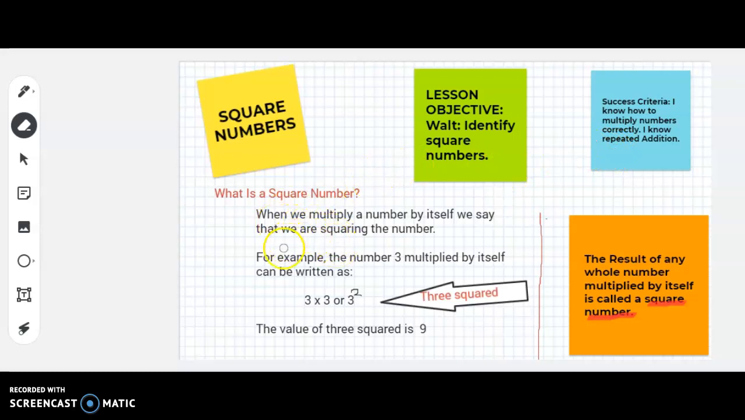One thing you need to know: when we multiply a number by itself, we say that we are squaring the number. For example, the number 3 multiplied by itself can be written as 3 times 3, or 3 with a 2 up, which means 3 squared. The value of 3 squared is 9. So, the result of any whole number multiplied by itself is called a square number.